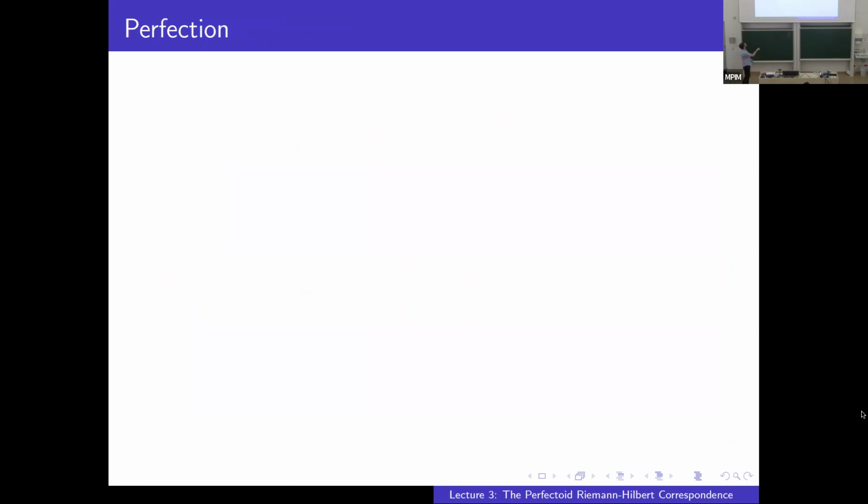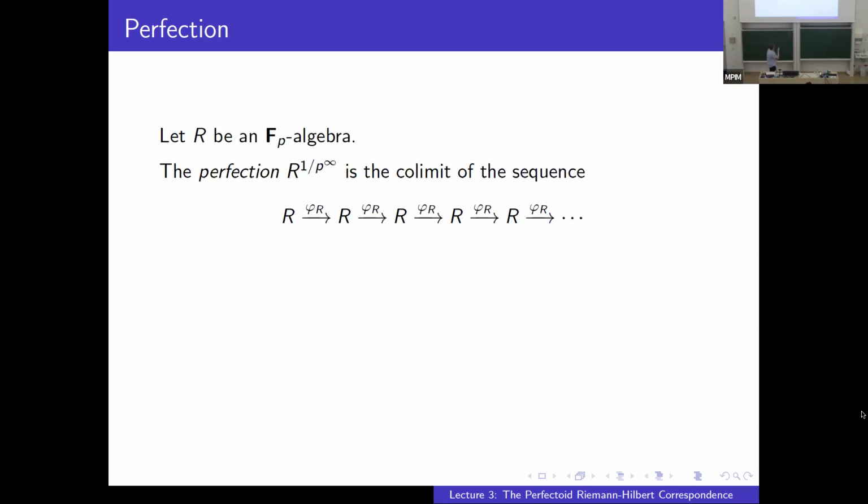So let's just review the notion of perfection in characteristic P first. Let R be an FP algebra. Then this ring that I've been denoting by R^{1/p^∞}, one definition of it is that it's a direct limit of a sequence of rings where each of those rings is equal to R, and each of the transition maps is the Frobenius map. It's the map that sends each element to its pth power. So that's what you might call a construction of the perfection.